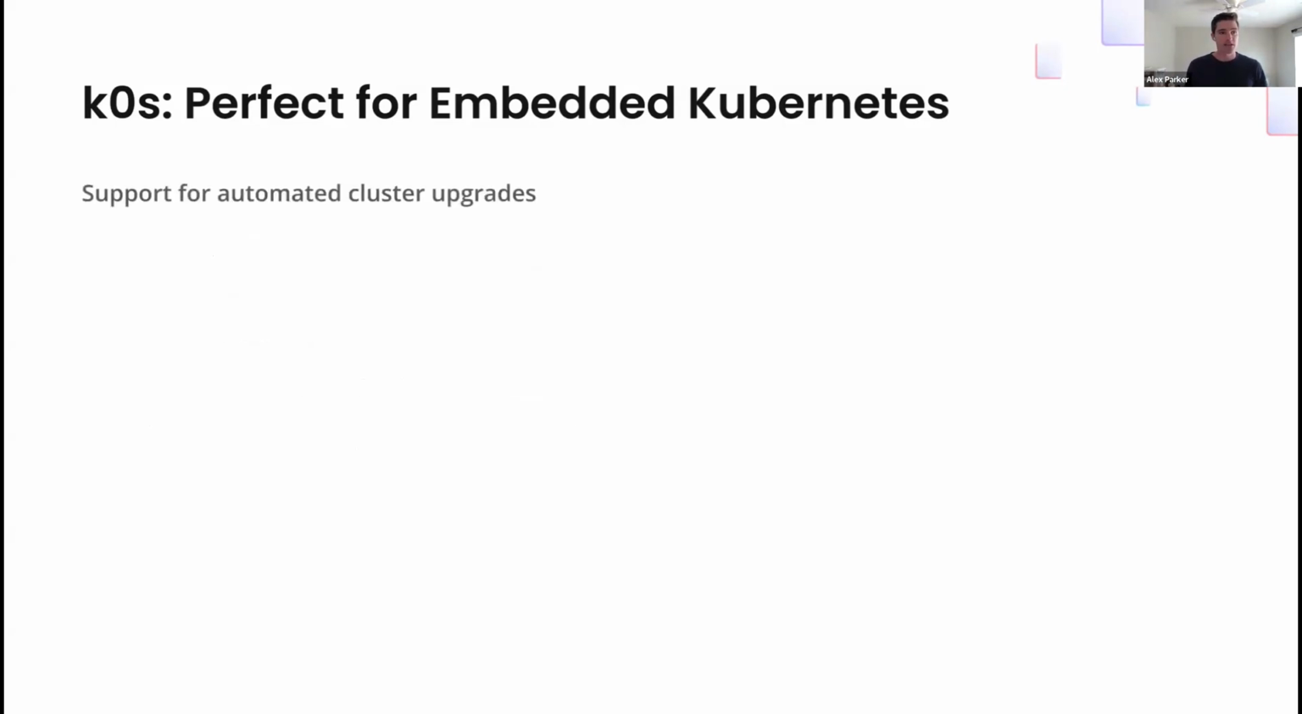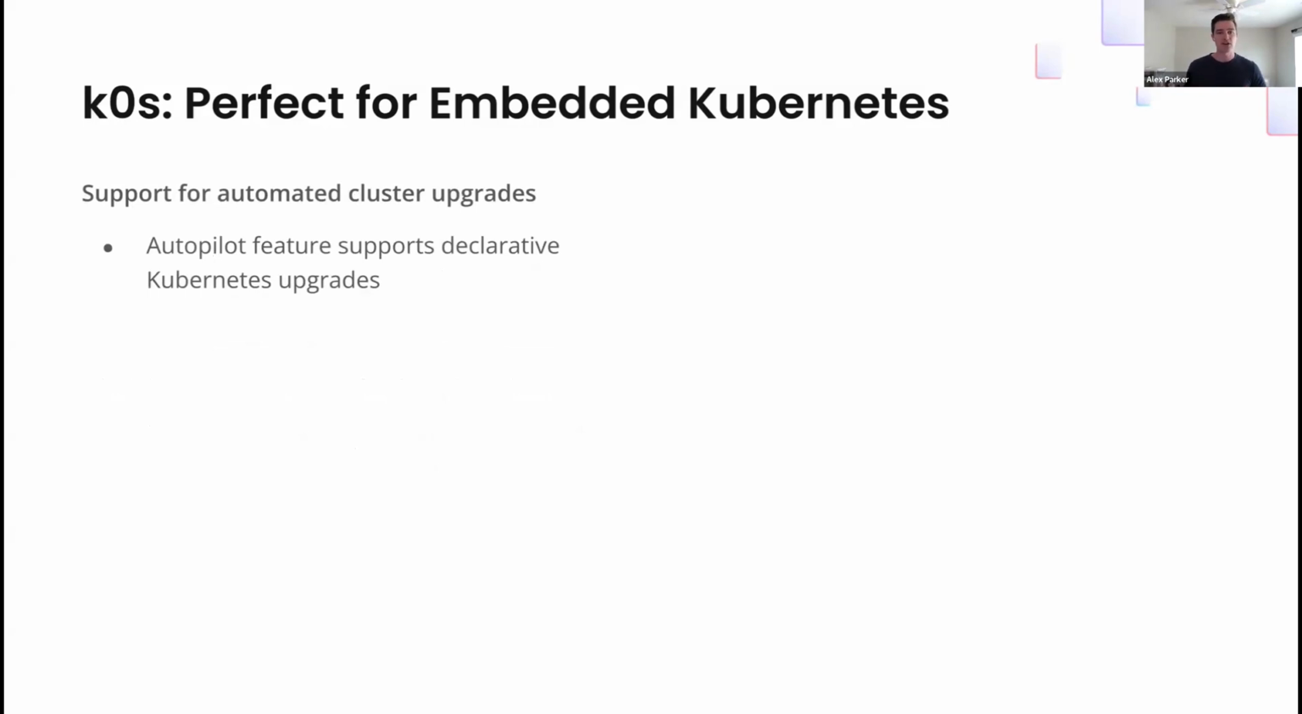And then thirdly, K0s has support for automated cluster upgrades. There's a feature called Autopilot in K0s that supports declarative Kubernetes upgrades. So if you were using K0s, for example, you can create a custom resource that tells K0s to upgrade itself to this version. Here's the location of the artifacts you need, all that kind of stuff.